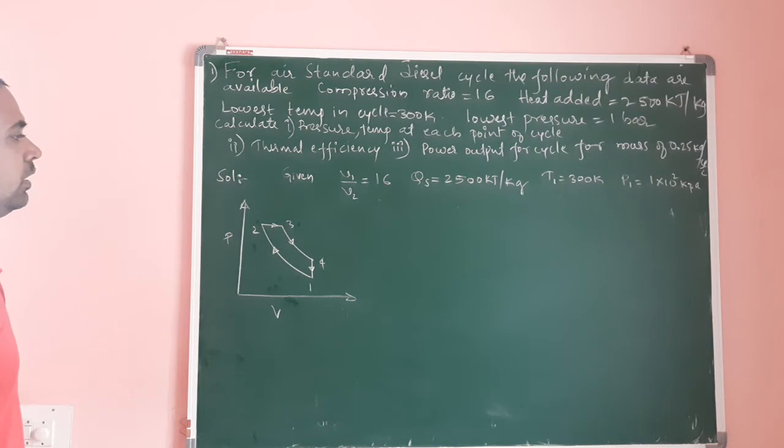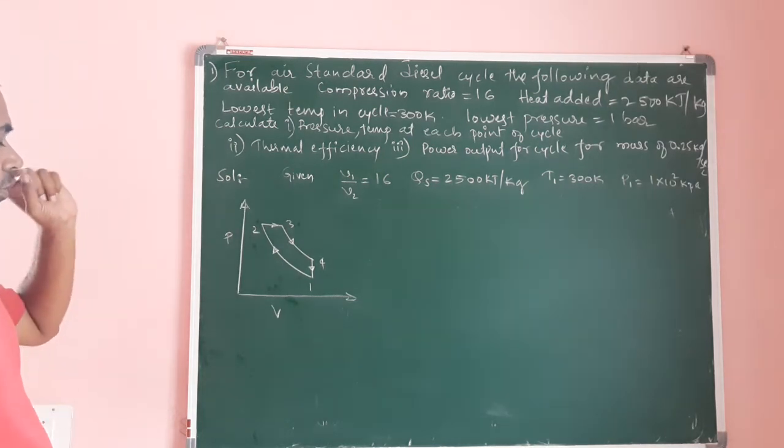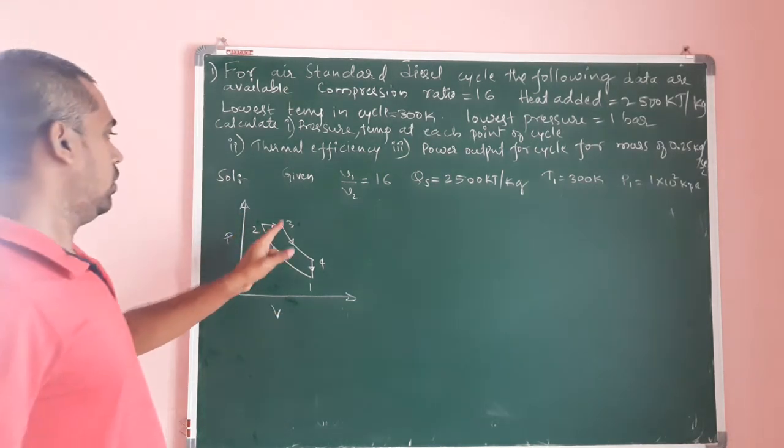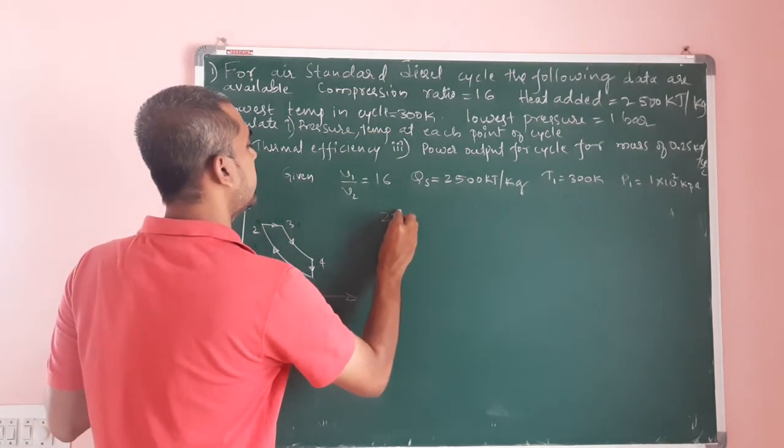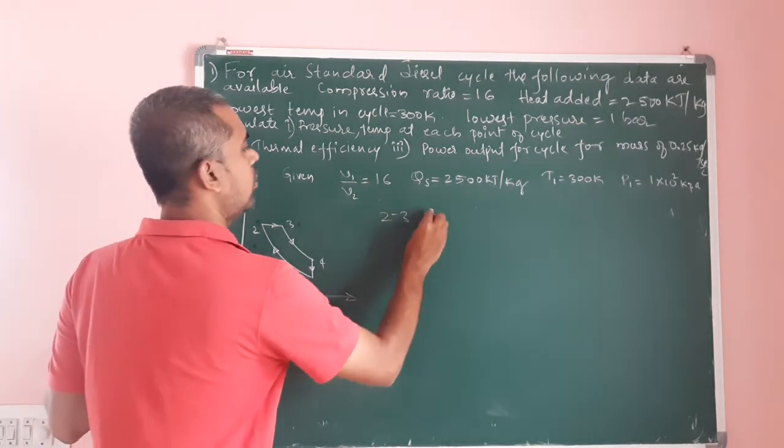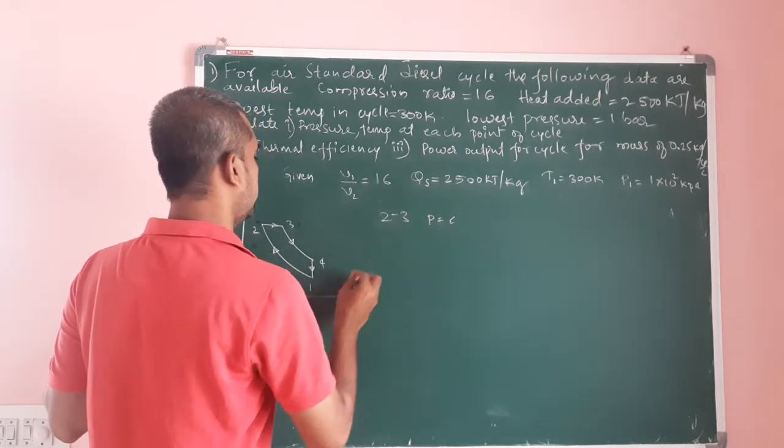Okay, we can calculate P1, P2, P3. Now for the process 2 to 3, 2 to 3 is a constant pressure process. Okay, P equal to C, constant pressure process.